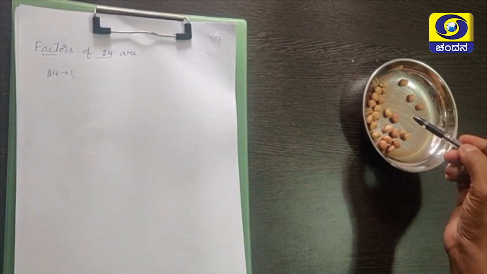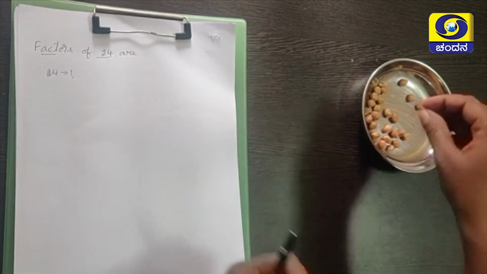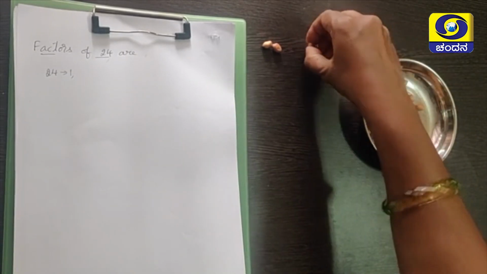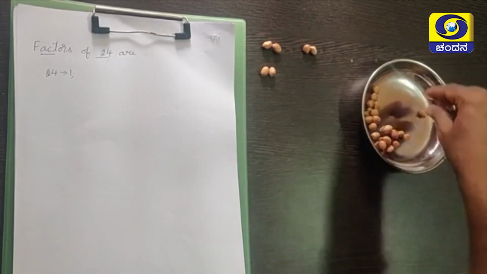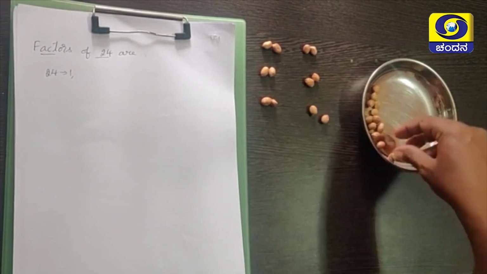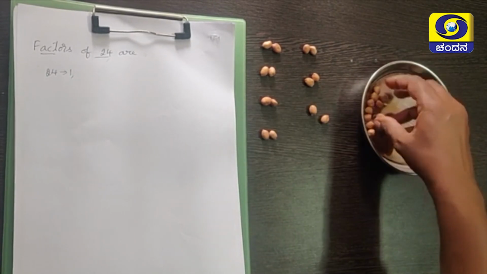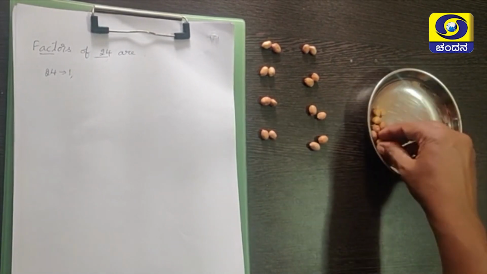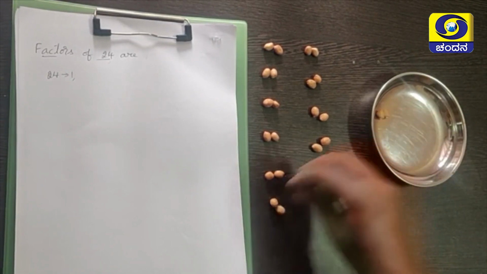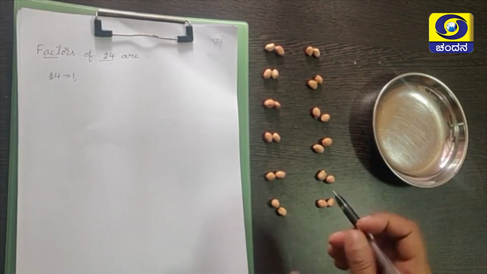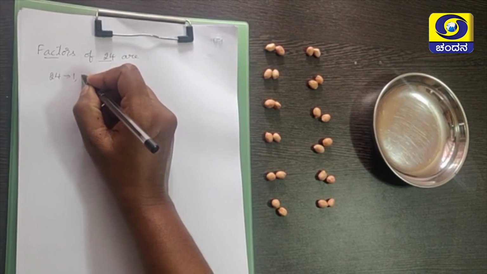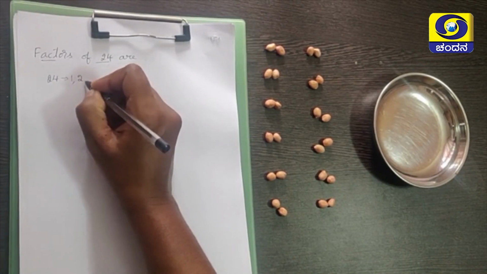Here I have taken 24 groundnut seeds. Let me group first 2's. See, 2 in each group. 1, 2, 3, 4, 5, 6, 7, 8, 9, 10, 11, 12. I have made the 2 groups of each. So, no remainder. Yes, 2 is the factor. Factor means equally we can divide.